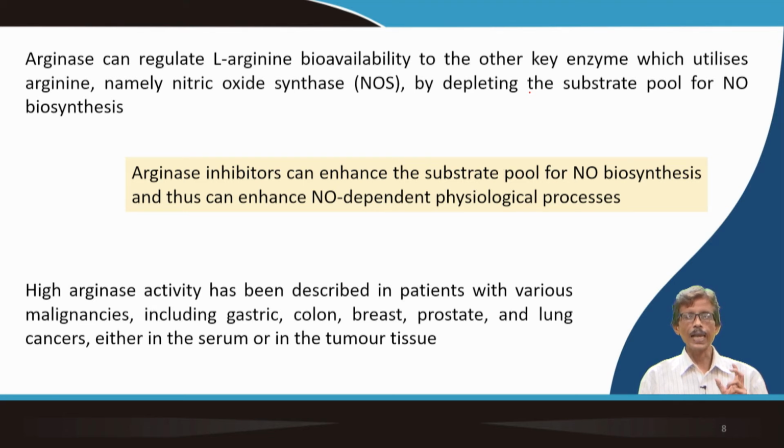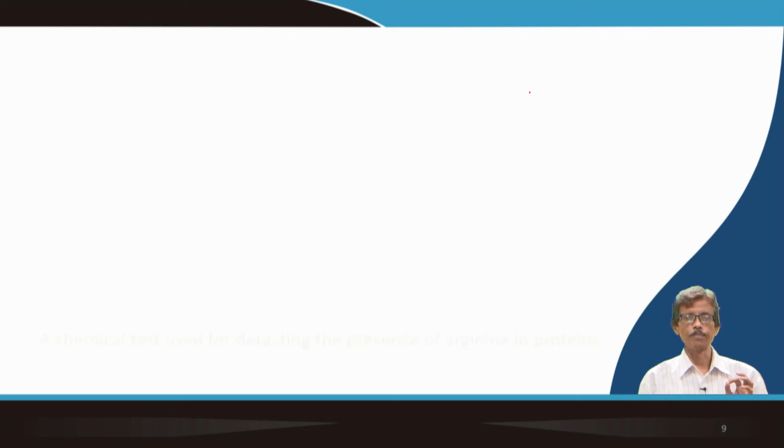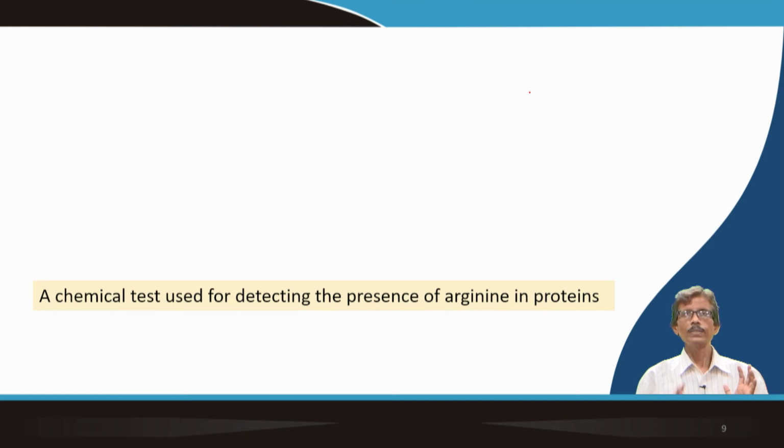High arginase activity has been described, and we do not want that, so that is why we go for the inhibitors, or for reduced activity of the arginase. In many types of disease conditions, malignancies such as gastric, colon, breast, prostate and lung cancers, in the serum and the tumor tissues from these places, you can have diseased conditions out of this overactivity of your arginase. So, what is that particular type?